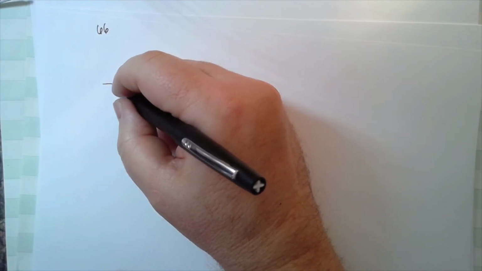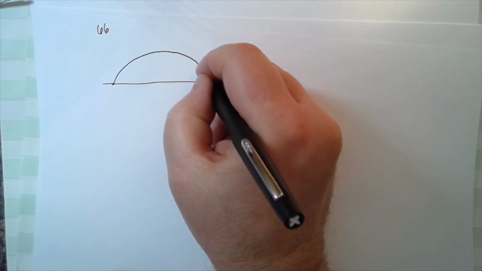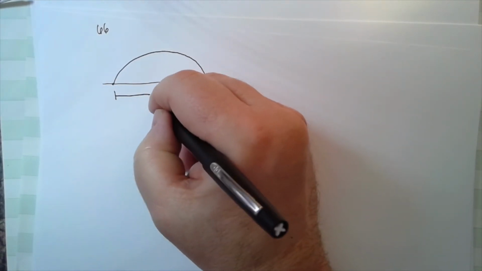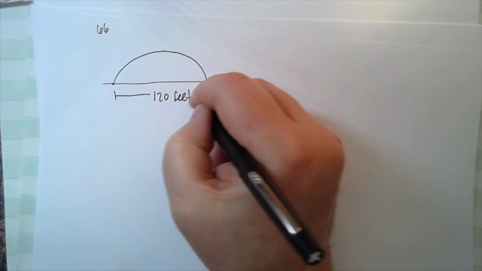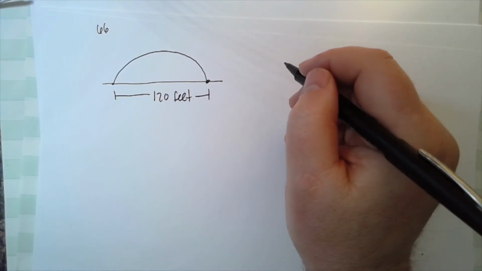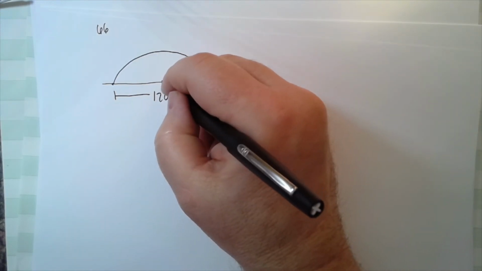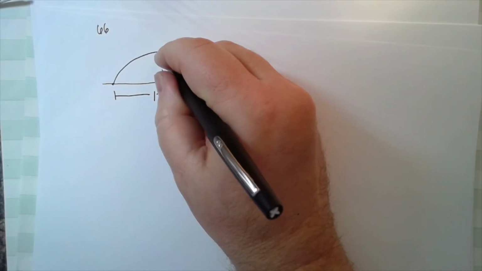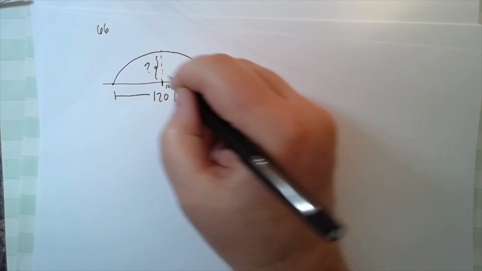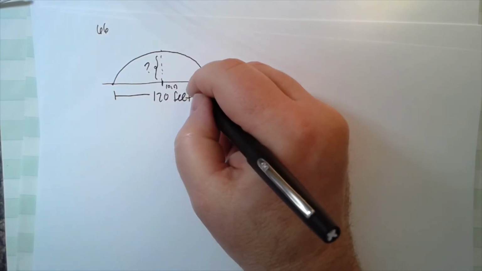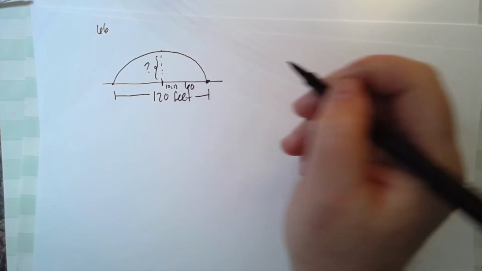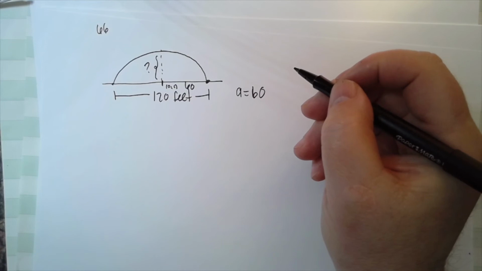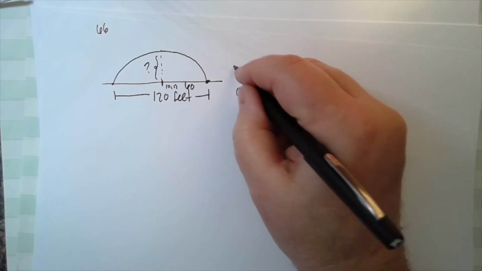So we have an arch like this, which is to be 120 feet here. And then it says, so let's call the center here, we'll put it at 0, 0, just because that's the easiest. And then this is unknown. This distance, of course, is 60, because the center is halfway across, right? So our A is 60. We have that automatically. We have H and K, our center.